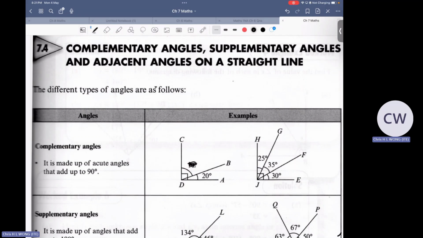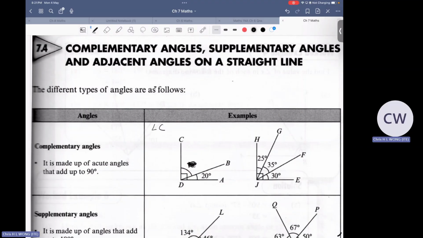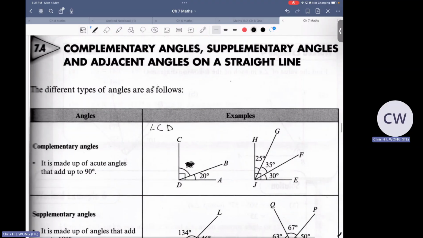I say, can you calculate this for me? Calculate angle CDB. If I ask you to calculate angle CDB, you say, to calculate angle CDB, I will take, because that's 90, isn't it? I will take 90 minus 20, right? So angle CDB equals 90 minus 20. You do that, right? You do 90. Why do you do 90? Why do you put 90?